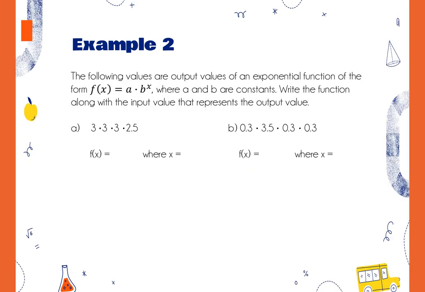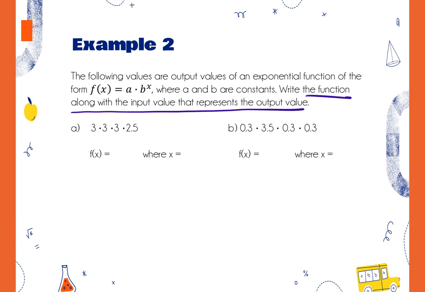All right, example 2, it says the following values are output values of an exponential function of the form f of x equals a times b to the x, where a and b are constants. Write the function along with the input value that represent the output value. A lot of words again, right? All you are doing is writing a function along with the input value that represents this output value.